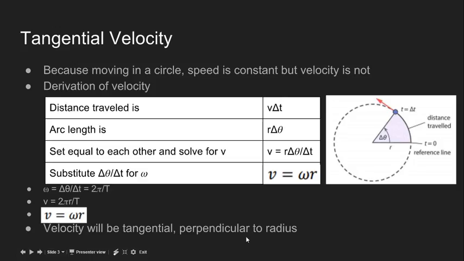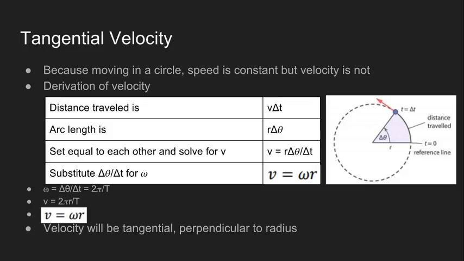Moving on, because we're moving in a circle, the speed is constant. So the magnitude of the velocity vector is, but the direction isn't because you're constantly moving in a circle. At one point you might be going up, down, north of east, whatever. So you can't really attach a certain direction.